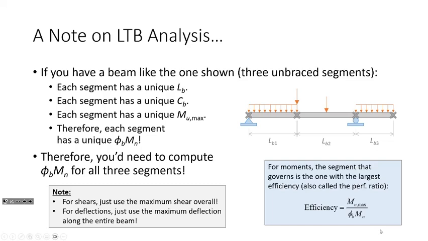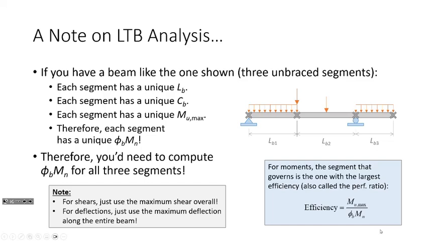So the way that this would work is if you were analyzing this beam, what you would do is calculate a performance ratio, an MU over FMN, for all 3 segments, okay? So you have a performance ratio for this segment, performance ratio for this one, performance ratio for this one. And all that would be is just the MU is going to be the largest moment from the moment diagram from each of these segments, and FMN is just calculated FMN for each segment. That's how you would handle moment.